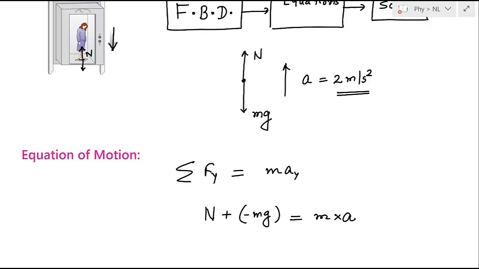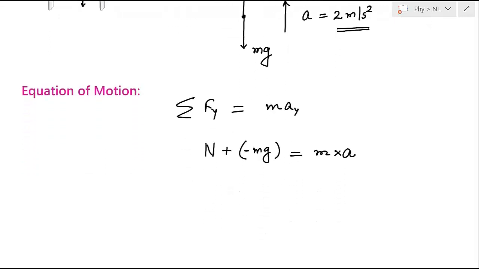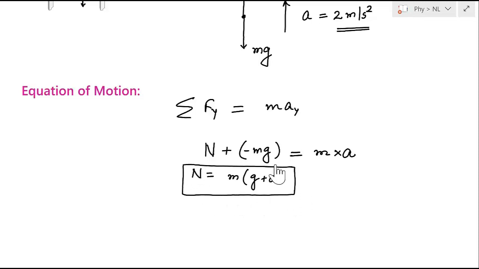So from here I can calculate the normal reaction. So this is nothing but mg plus A. This is the normal reaction that Bowman will experience, and the same amount of force will be applied to this weighing scale. So let us calculate this normal reaction.